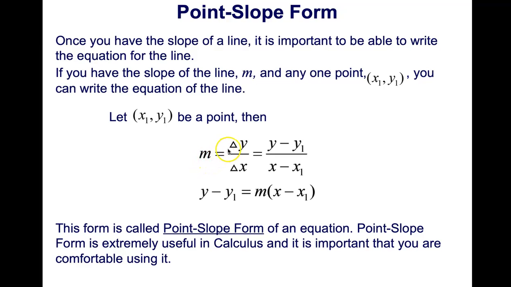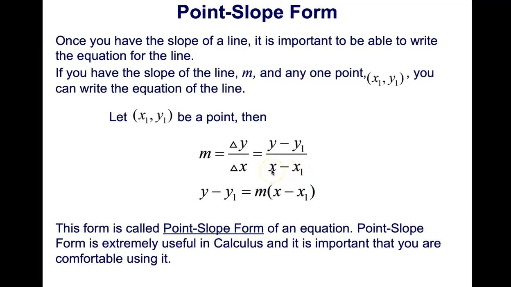M is what? M is your delta y over delta x. And what is delta y? y2 minus y1 over x2 minus x1. Or since in this case we have already been given only one set of points, x1 and y1, instead of y2 minus y1, I just wrote over here y minus y1 over x minus x1.